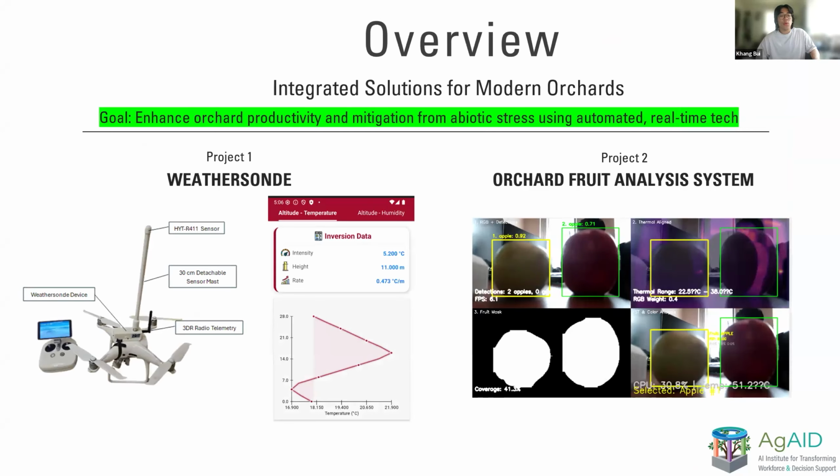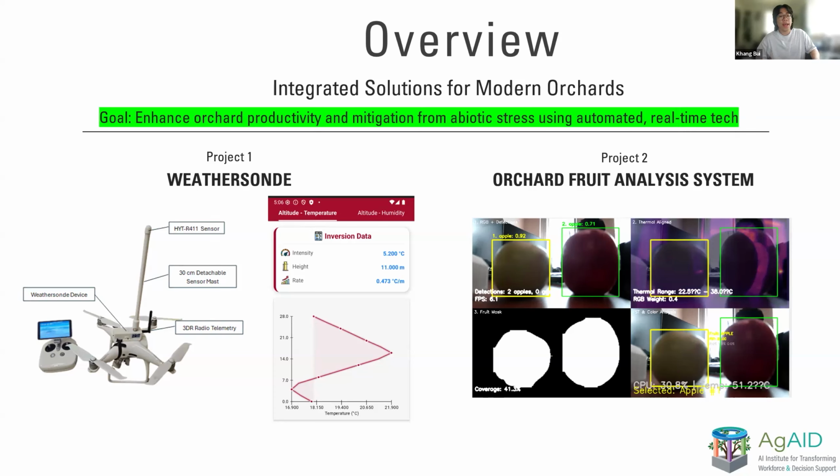The two projects I worked on are Weather Sonde and Orchard Fruit Analysis System. These two projects complement each other as Weather Sonde focuses on environmental sensing, detecting temperature inversions to help prevent frost damage. On the other hand, Orchard Fruit Analysis System handles fruit level monitoring by analyzing thermal and color data to assess fruit health. Together, they support decision making in the orchard. So let's dive into the first project, Weather Sonde.